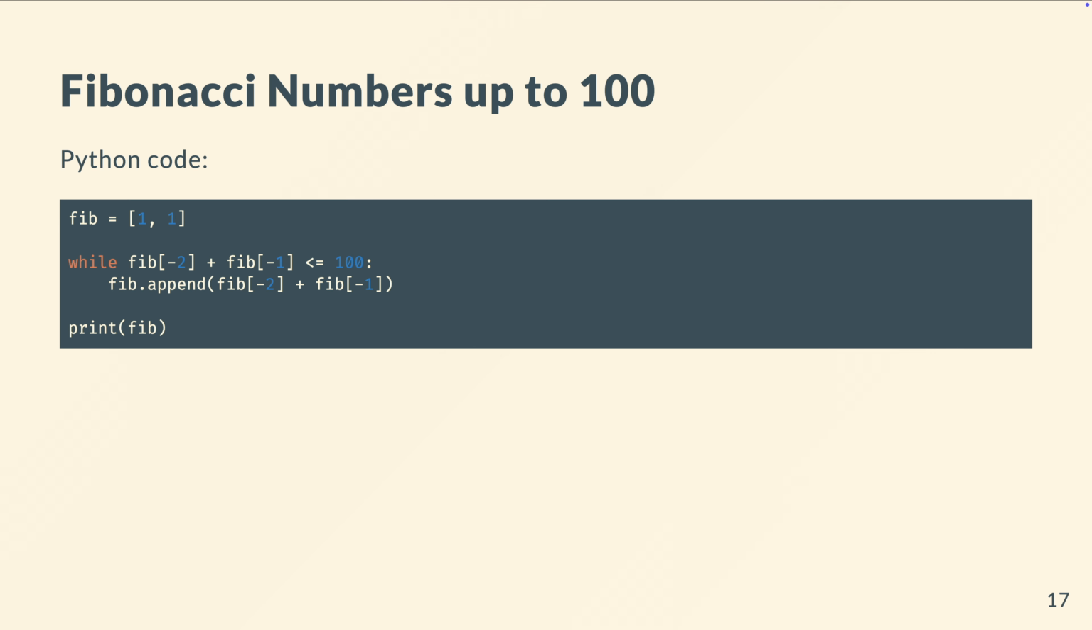Here is the Python code. We start fib as the list with 1 and 1. Then the while loop. The next Fibonacci number is the sum of the last two items. The condition checks if the next Fibonacci number is less than or equal to 100. Inside the loop, we do fib.append, and we append that same sum. It means add a new item to the end of the list. When the next number would be too big, the loop stops. In the end, we print the list.